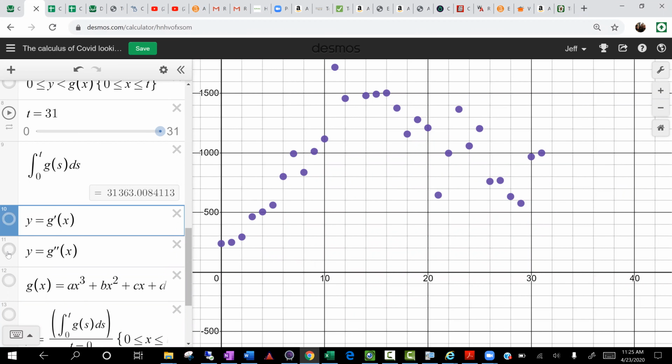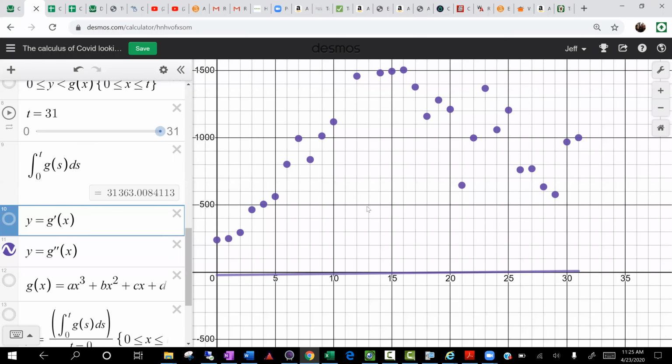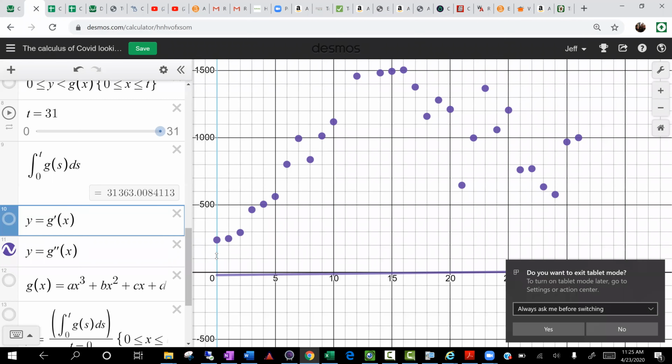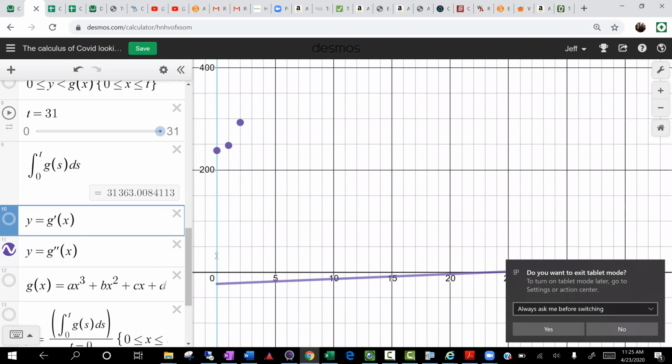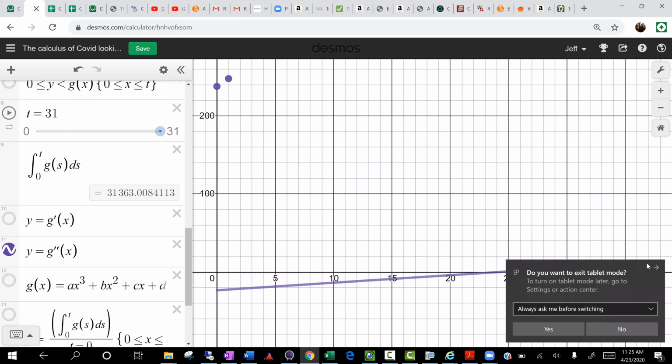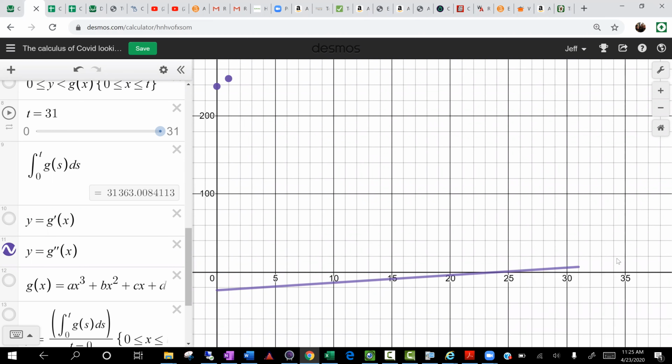Let's take a look at the second derivative. Now the second derivative is kind of shallow, so let's see if I can expand things in the y direction. So I'm going to distort the graph a little bit for just a moment. There we go. And let's think about what the second derivative tells us. What does the second derivative tell you about a function? Whether it's like concave up or concave down? Concave up or concave down.